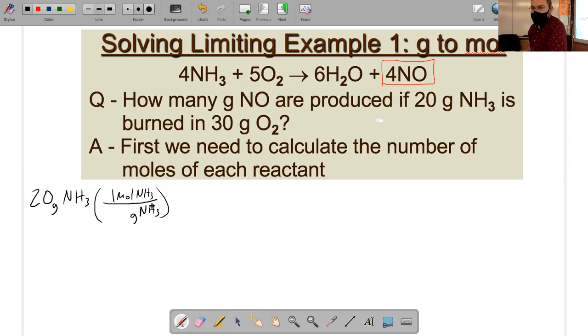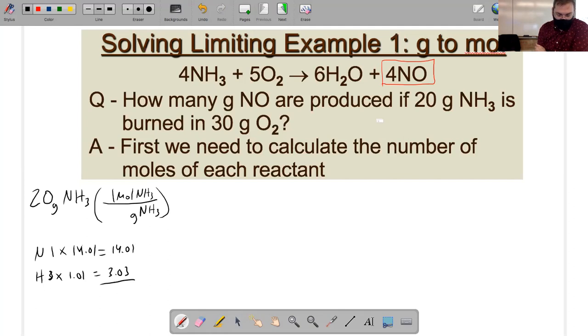You got to get yourself a periodic table and find the masses. So let's see. I think it's just 14 and 1.01 on your table. Oh, 14.01 and 1.01. So for ammonia, you got 1 N and 3 H's. Nitrogen is 14.01. Hydrogen is 1.01. So that's 14.01 and 3.03. When you add up the mass of 1 nitrogen and 3 hydrogen, you get 17.04. That's in grams per mole.